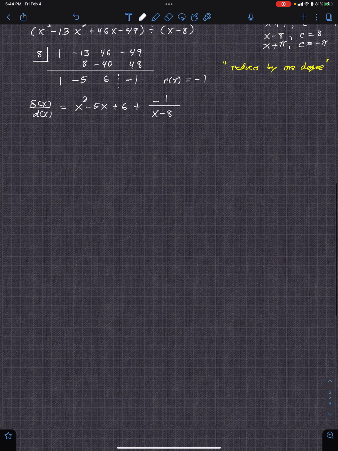Okay, so try this one, which is x to the 5th minus 3x to the 4th plus 12x minus 33 divided by x minus 3.